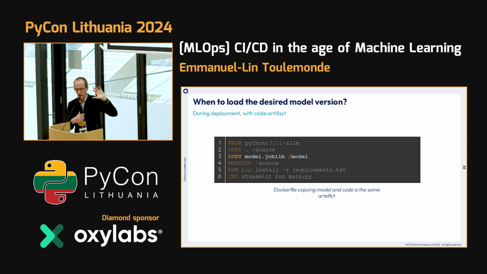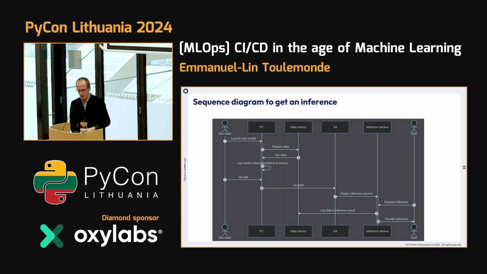So this is a Dockerfile. In my Dockerfile, on the first line, I say I take a Python image, I copy the source code, I copy the model on line 3, copy model.joblib. I set my working directory, I install my requirements, and I run my maybe Streamlit app or anything, okay? This is quite nice because I have a few tools and I'm using the software tools that already exist in my company, right?